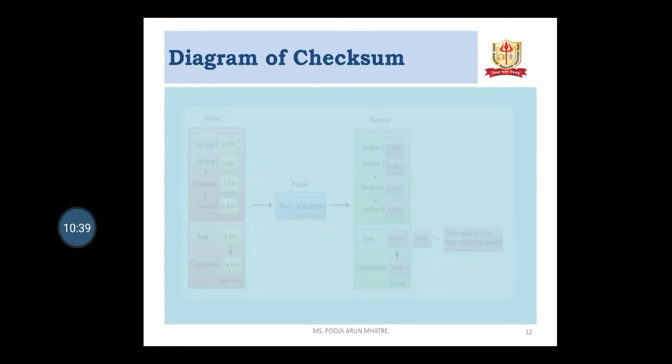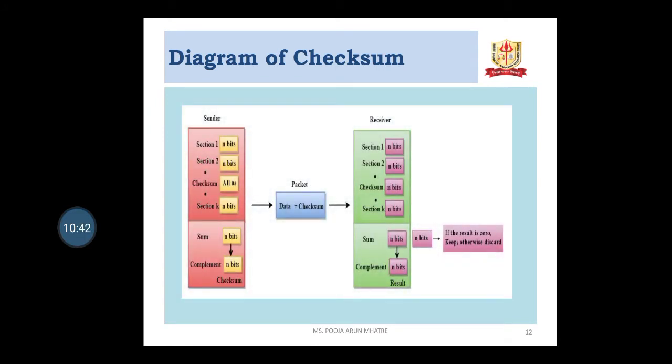Here is the diagram of the checksum. The sender takes a number of bits, creates a number of sections of equal number of bits, and sends the packet to the receiver side. So data plus checksum bits are added together and sent by the sender to the receiver. The receiver receives a packet including the data and checksum bits. After that, the complement, that is the checksum bits, is calculated. When the result is 0, the packet is accepted, otherwise the packet is rejected by the receiver.